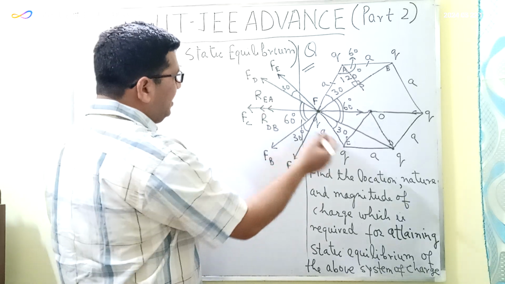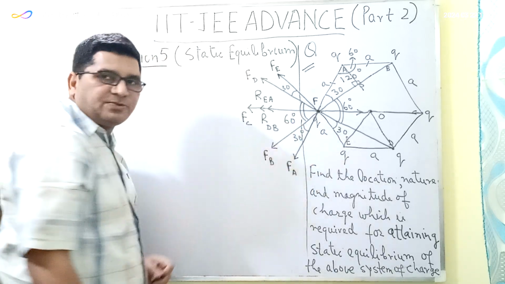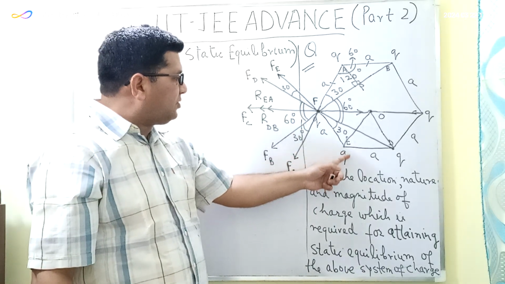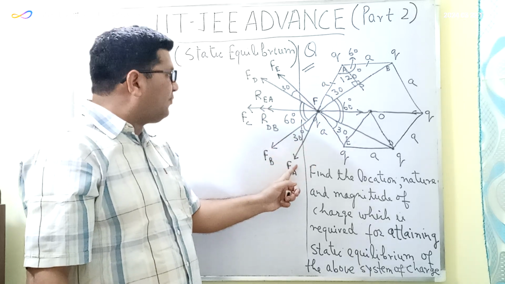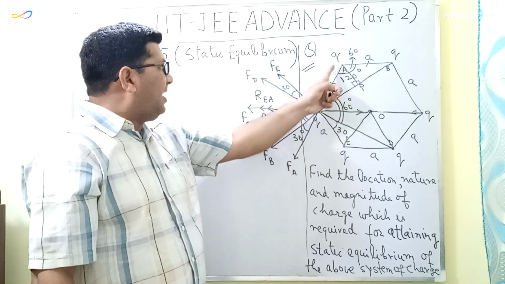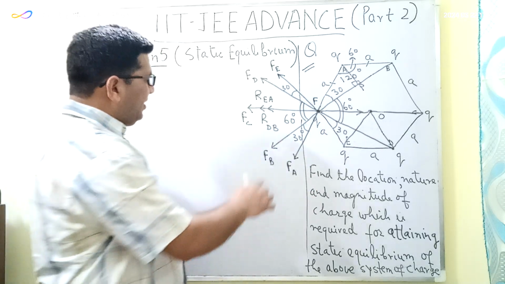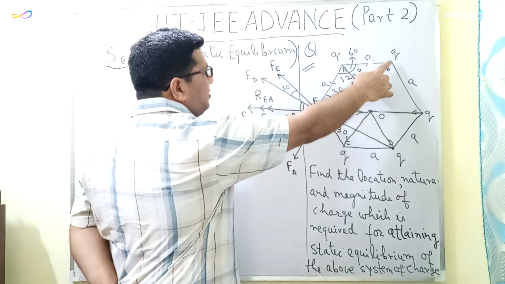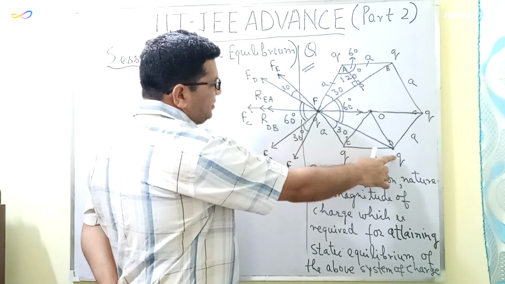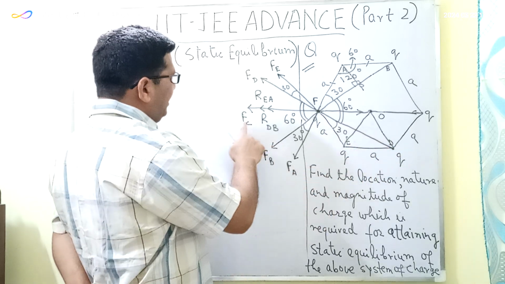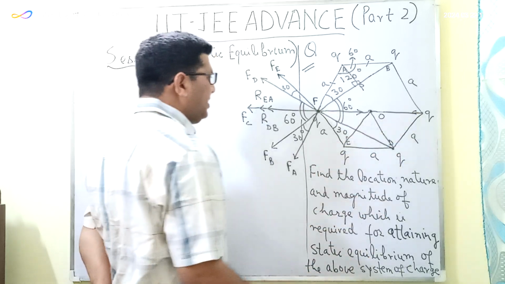And here this Fe is the direction of the electrostatic repulsive force because of this charge Q at E. This Fa is the direction of the electrostatic repulsive force acting on this charge Q at F due to this charge Q at A. Similarly, Fb is the electrostatic force due to this charge placed at B, and Fd is the electrostatic repulsive force due to the charge Q which is placed at D, and Fc is the electrostatic repulsive force due to the charge which is placed at C.